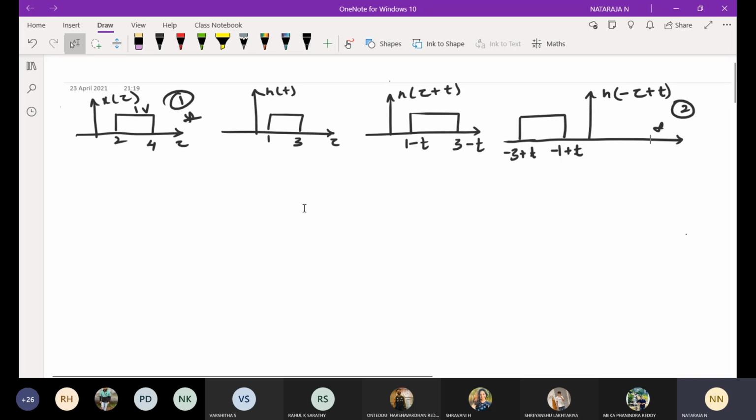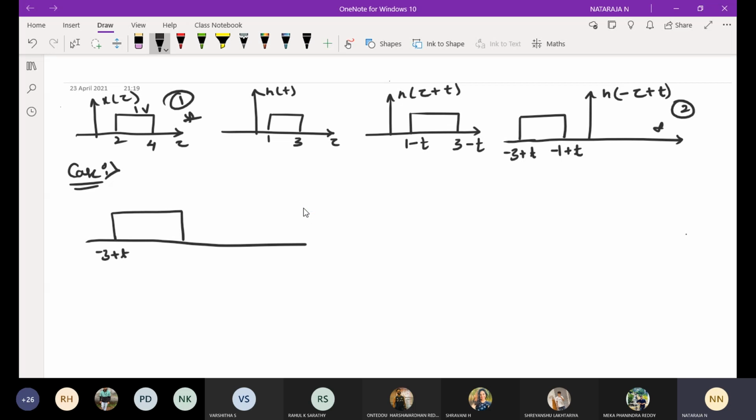Okay, now I will take case 1. Be careful when you take the limits, as it can get confusing. For case 1, first I will take the sketch. This is my sketch; I will draw both the signals. This is my h of t minus tau, from minus 3 plus t to minus 1 plus t, and x of tau from 2 to 4, 1 volt. This is also 1 volt.